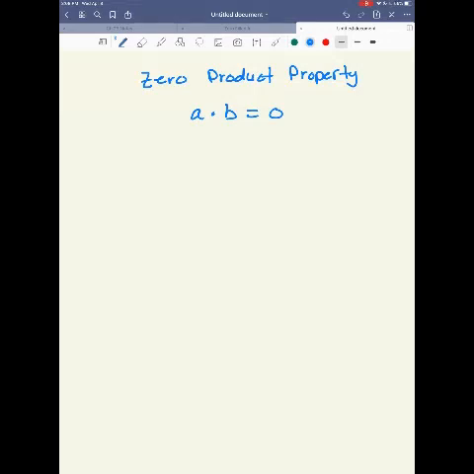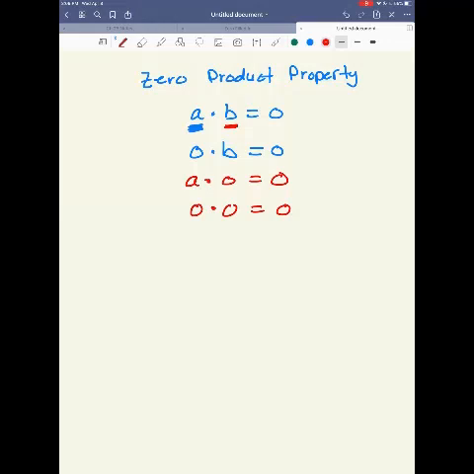If you look at this equation, a times b equals 0, if you tell me that multiplying two numbers a and b will have a product of 0, then I know that either a is 0, because 0 times b would be 0, or I know b is 0, because a times 0 would be 0. Or a third option would be that they are both 0.